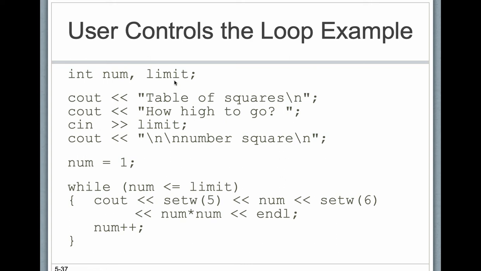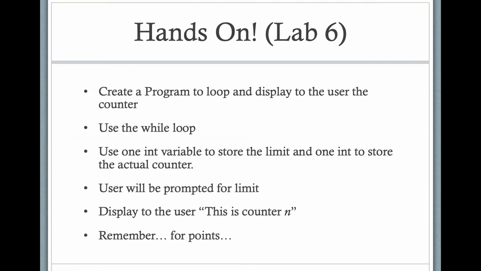This value right here that is being placed on limit, when the user sets it up and enters a value, that's what's going to be used as the number of repetitions for that loop. Instead of us hard coding a 5 or a 6 or a 10, the user will tell us how many times the loop will repeat.